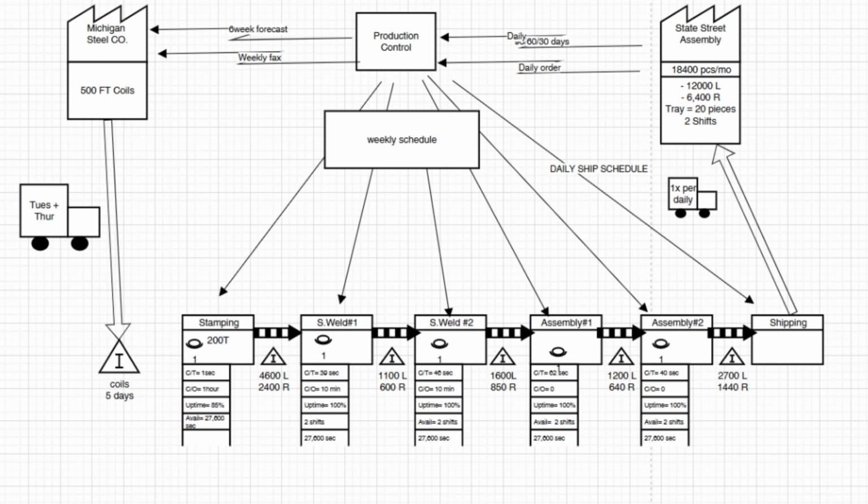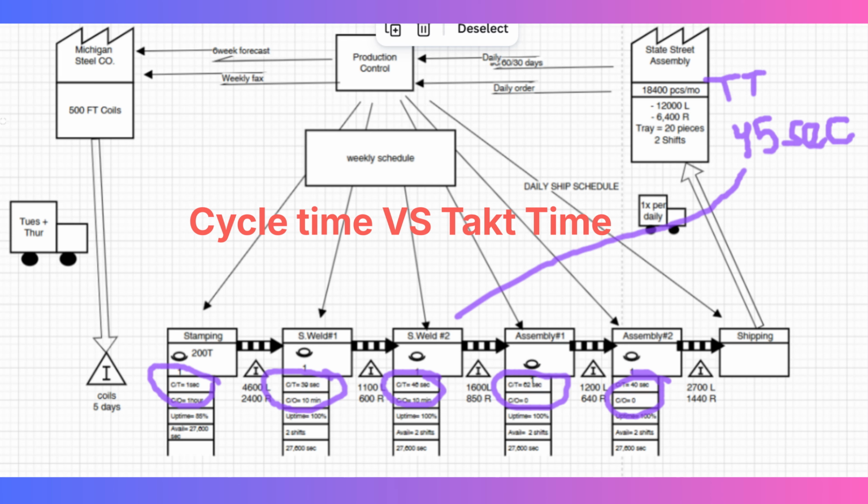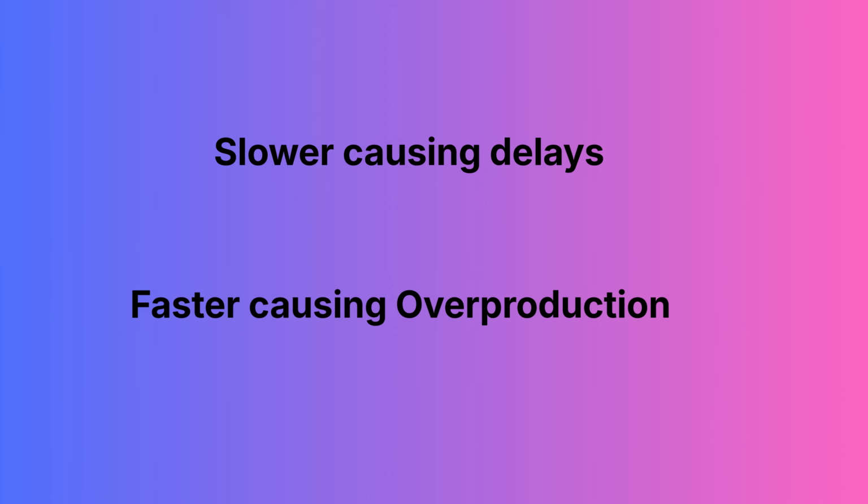Now, what do we do in value stream mapping? In the current state map, we compare the actual cycle times of processes with Takt Time. This helps us identify where we are slower than Takt Time causing delays, where we are faster causing overproduction.